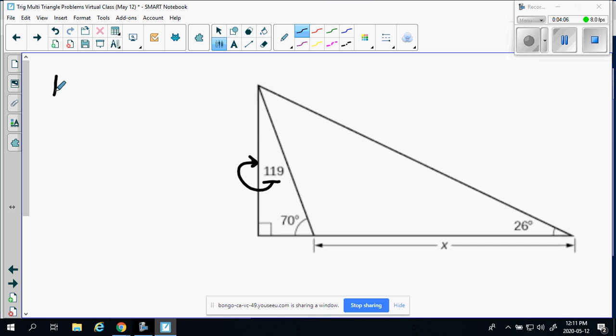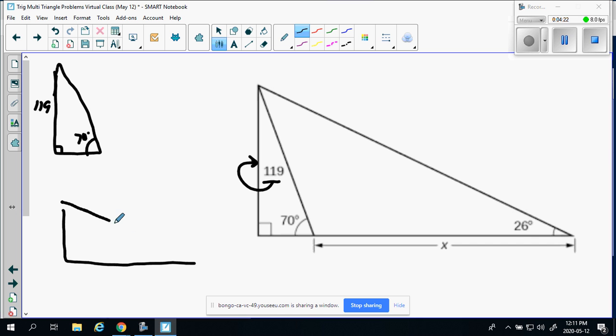So whenever you see a triangle inside of a triangle, you want to split the triangle and draw the separate pieces. So this is 70 degrees, and this is 119. Okay. And then you have another right triangle, the big one. This one here. And even though it shares a side length, 119, this one is 26 degrees down here. Now I know that you guys have another triangle here, this one right here. It's not a right triangle though.